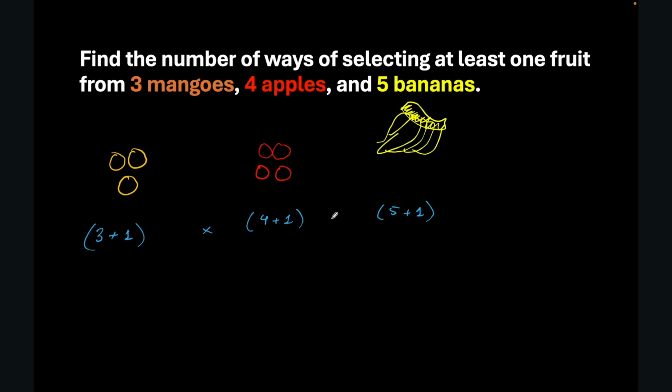Now we can multiply all of them, so we get 4 times 5 times 6. Well, that's 120. Now we have to subtract 1. Why? Because this includes one of the possibilities where not a single fruit is selected. So that gives me 119. I hope it makes sense.